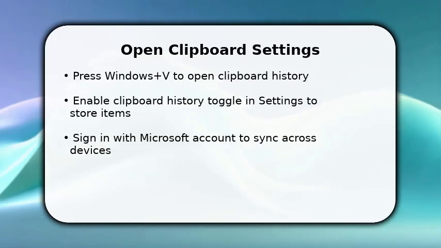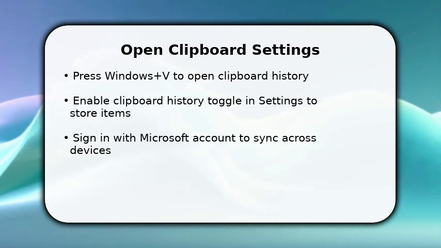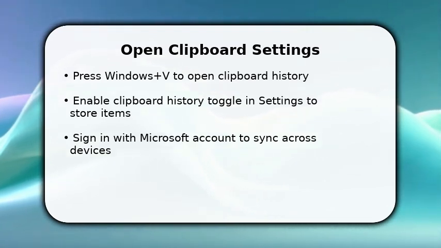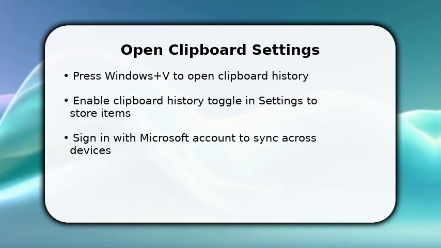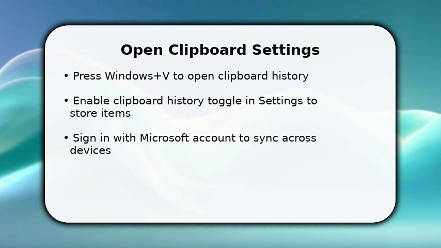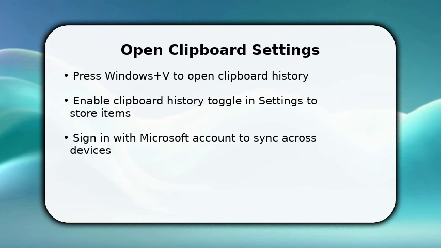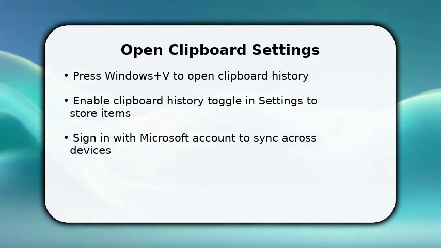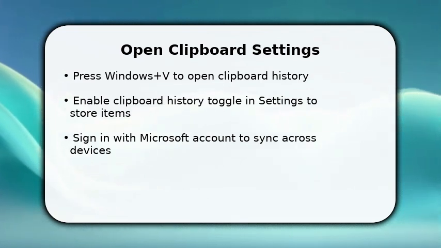You start by opening clipboard settings so the system will capture items. Press Windows plus V to bring up the clipboard pane. If nothing appears, go to Settings, System, Clipboard and enable Clipboard History. Once done, turn on Sync across devices and sign in with your Microsoft account if you want access on other PCs. This registers the first items and explains why you'll see multiple entries.